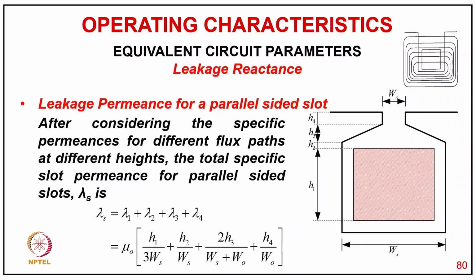After considering the specific permeance of different flux paths at different heights, the total specific permeance for a parallel sided slot, lambda, will be equal to lambda 1 plus lambda 2 plus lambda 3 plus lambda 4, that is equal to mu 0 times (h1 upon 3 ws plus h2 upon ws plus 2 h3 upon (ws plus w0) plus h4 upon ws), for the given dimensions as shown in the figure, like in this parallel sided slot.